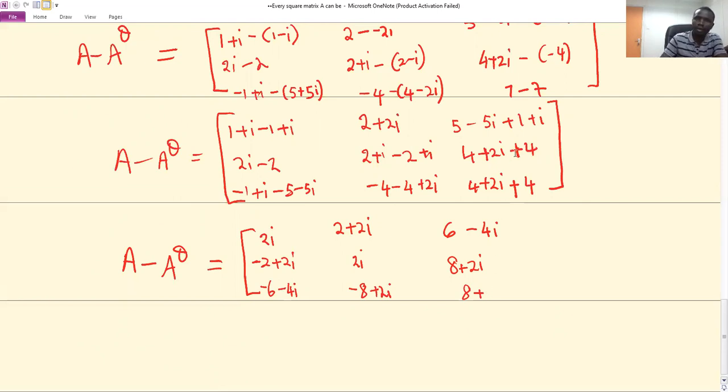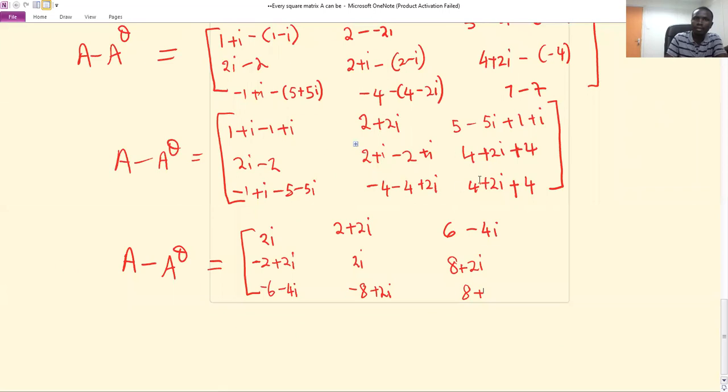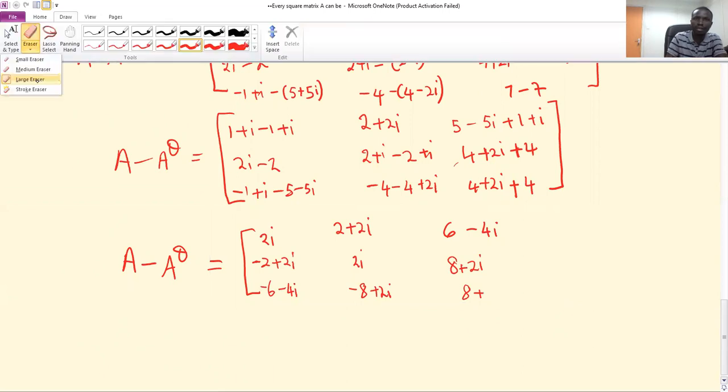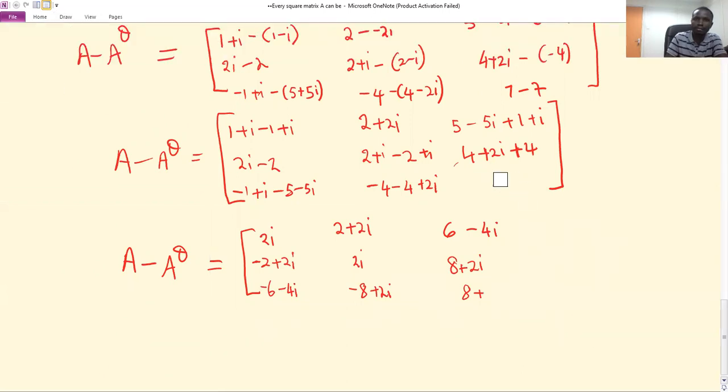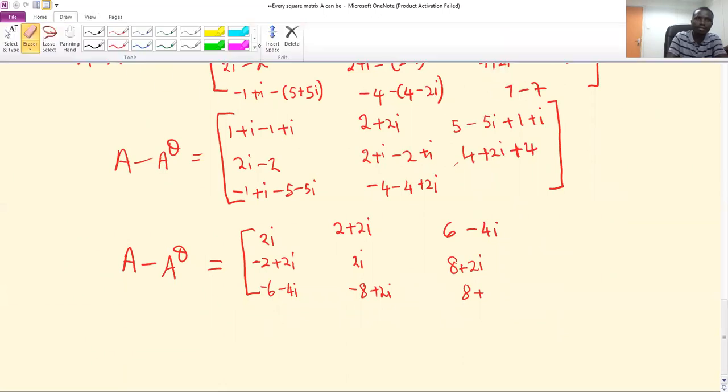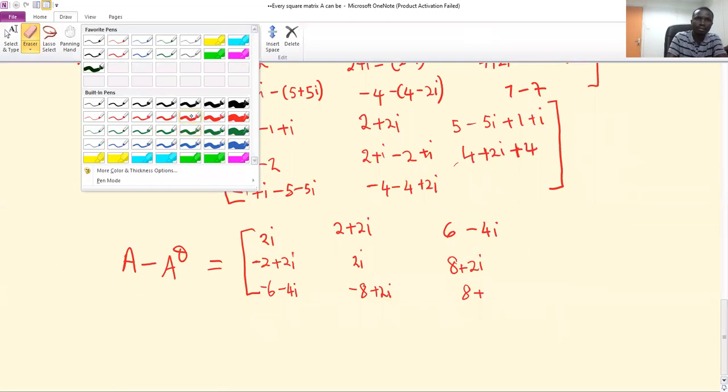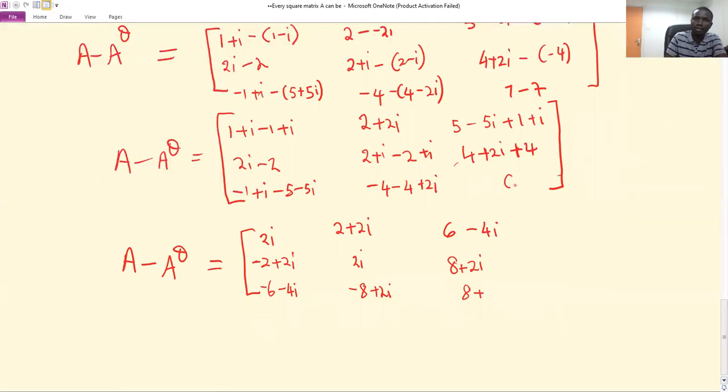So here we had this element. Now this was supposed to be 7 minus 7, which is 0. So that's this misplaced value here. From here, this 7 minus 7, which is 0. So this is 0. This is 0.